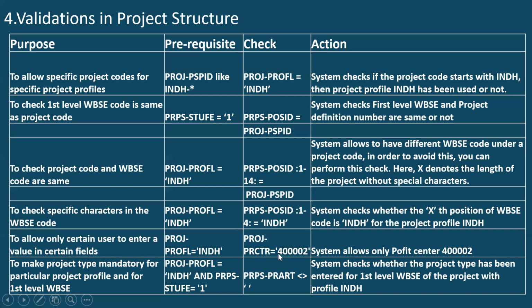We can also add it for the user, if we have a dedicated user for this division. Next, to make a project type mandatory for a particular project profile and for first level WBS element: for example, if my project profile is this and the level is this, my profit center must not be blank, or my project type must be INDH, for example.